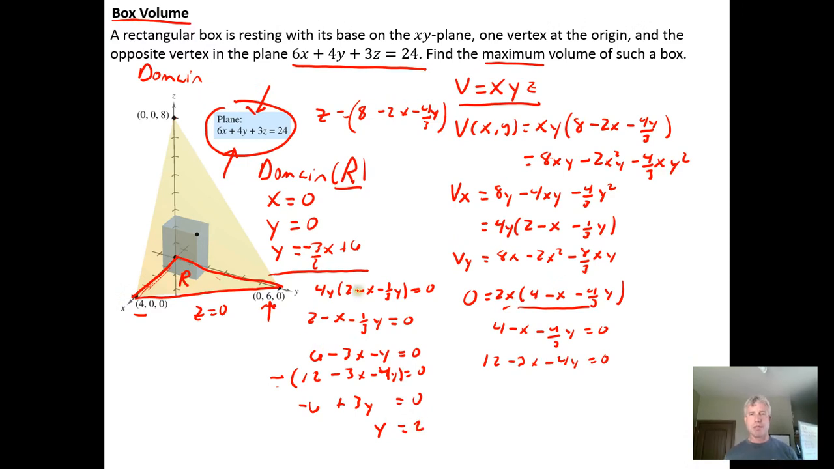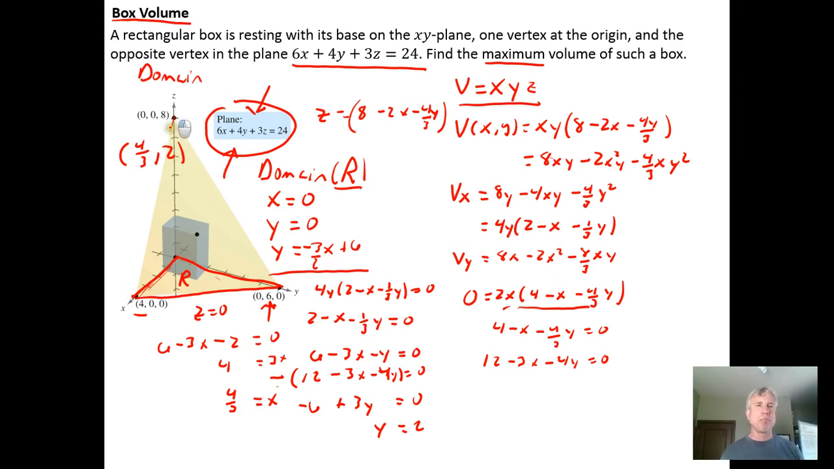And then we can back substitute that into one of the equations. So here I have 6 minus 3x minus y equals 0, so minus 2 equals 0. And then that's going to give us 4 equals 3x, or 4/3 equals x. So we have a critical point at 4/3 comma 2. And we know that that's going to correspond to a maximum for the reason I explained earlier. We get 0 on the boundary. We have only one critical point showing up.